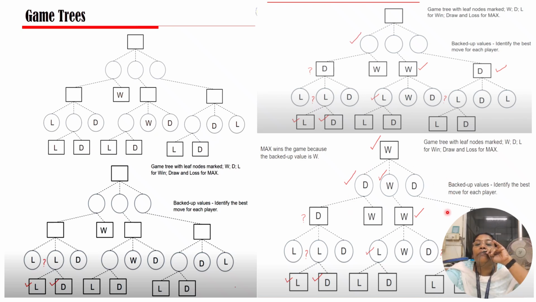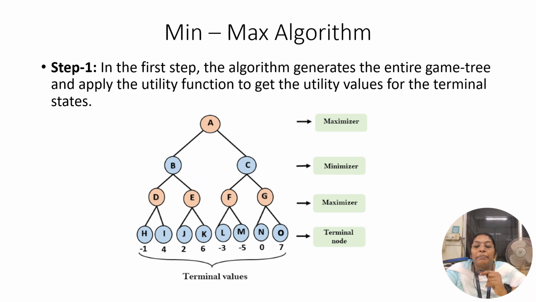Out of this D, W, D, the maximizer has to choose the maximum. D is 0, W is 1, so out of 0 and 1, 1 is the maximum. So ultimately, the min-max problem has given W at the initial state, that is the win point. Likewise, we can go on doing the adversarial search from the bottom end, that is the terminal node, as a recursive or backtracking methodology.